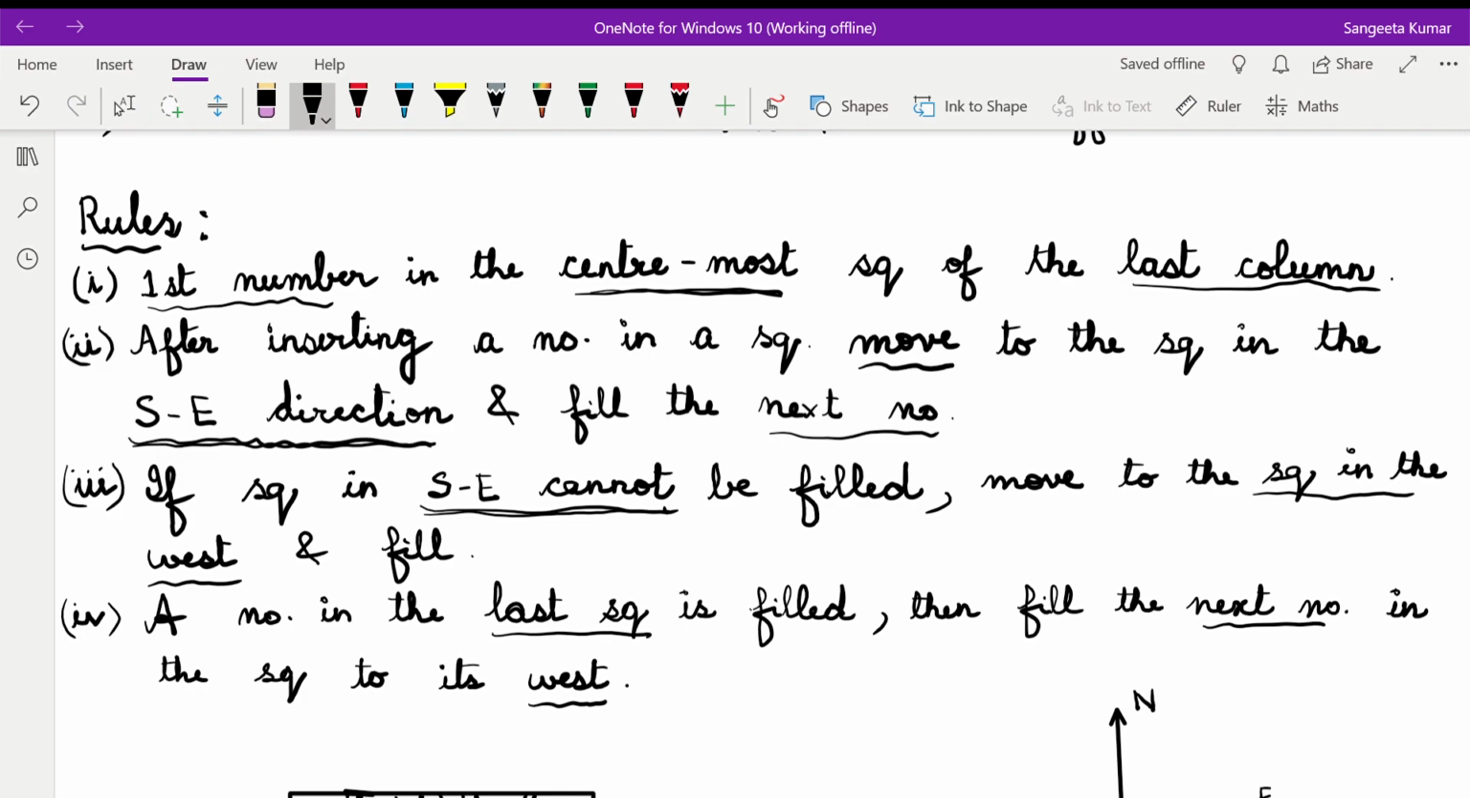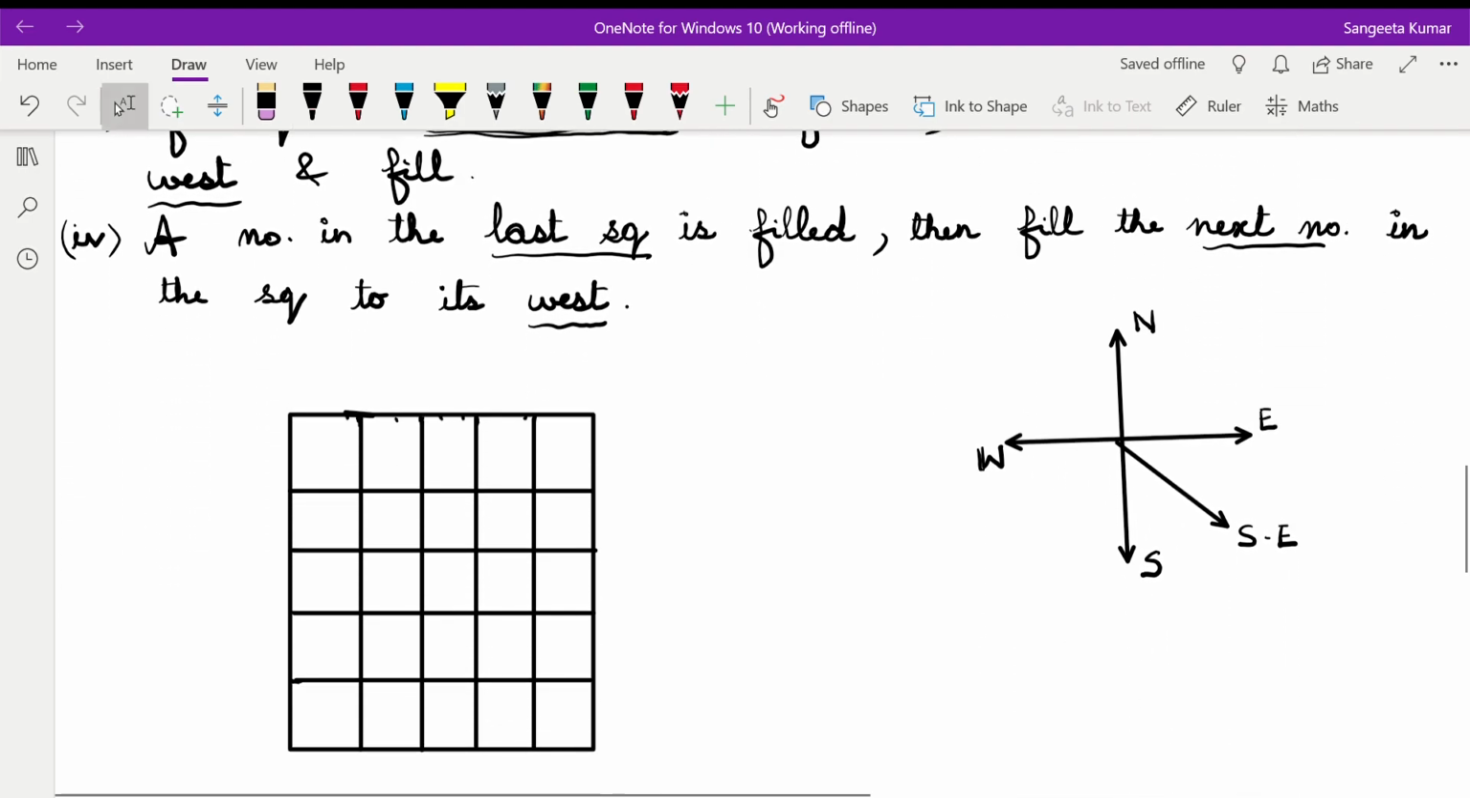These rules are to be memorized and read again and again. And I will explain how they are used in filling the squares. So here I have a 5 by 5 grid and I'm going to fill it with the numbers from 1 to 25, because it's a 5 by 5 grid.